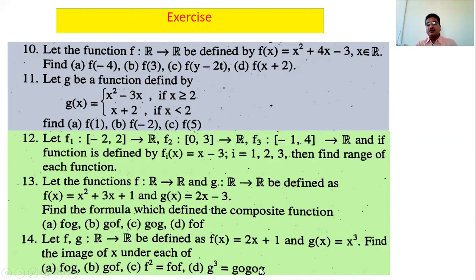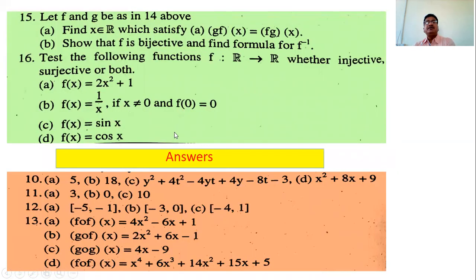Okay, here are also some examples. g circle g is what? g circle g of x is equal to g of g of x, then again g of x and g of x. That is multiplication, three times multiplication. Here is also the notation g. Here is g circle f of x. This is g circle f of x and f circle g of x.